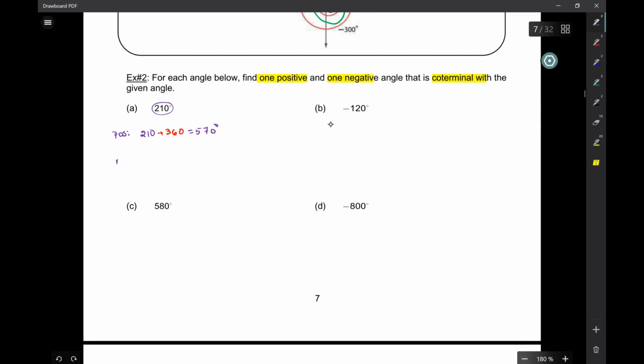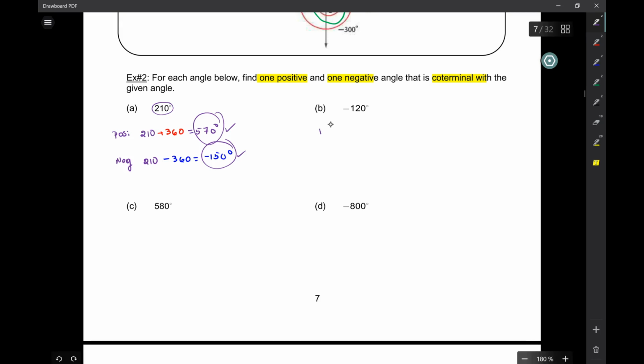Now I need a negative coterminal angle. This time, I take my 210, and I'm going to subtract 360. And when I do that, I get negative 150 degrees. Is that a negative value? Yes, it is. So now I have found a positive and a negative coterminal angle. Those are your answers, and you're done.